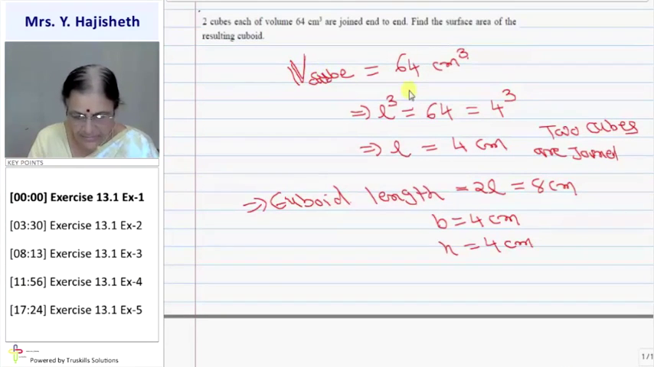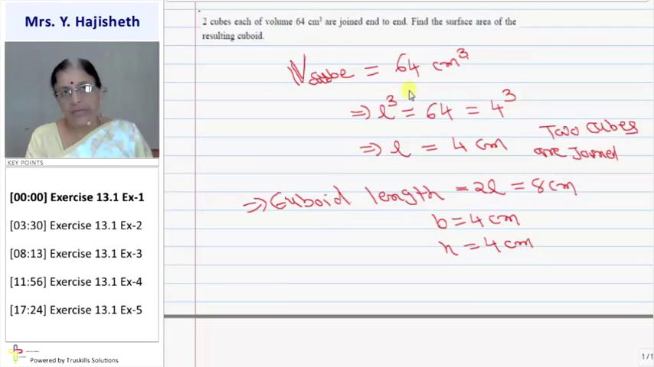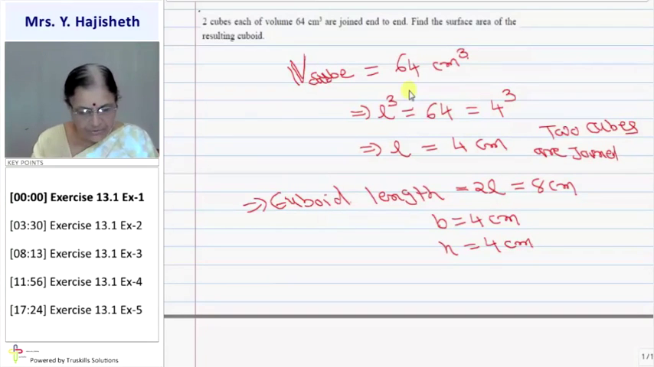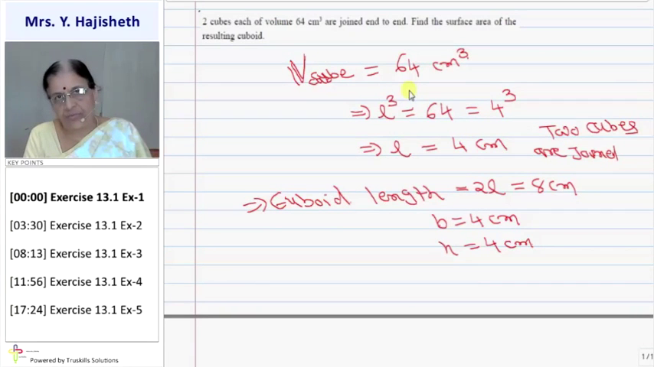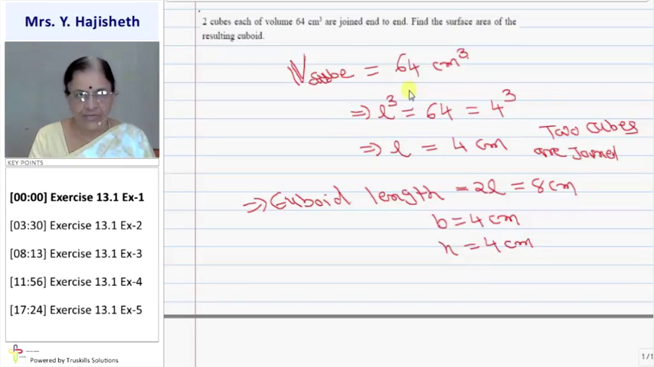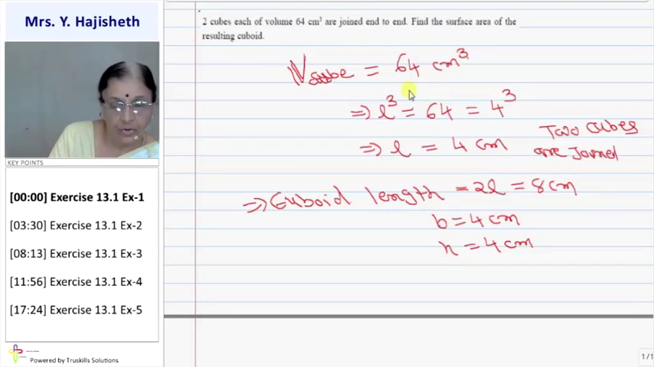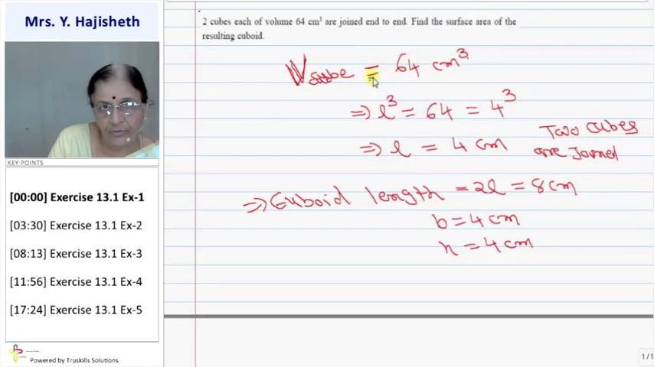First exercise, sums based on the above formula, based on surface area of combined solid figures. Two cubes, each of volume 64 centimeter cube, are joined end to end. Find the surface area of the resulting cuboid. Now see, volume of cube is equal to 64 centimeter cube. Clear?